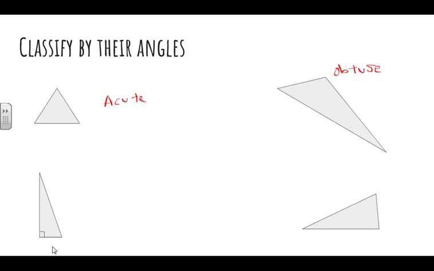Okay, this triangle down here has an interesting marking. If we look in the corner right here, we see a little box. In geometry, this box is used to indicate a 90-degree angle. So that makes this a right triangle.